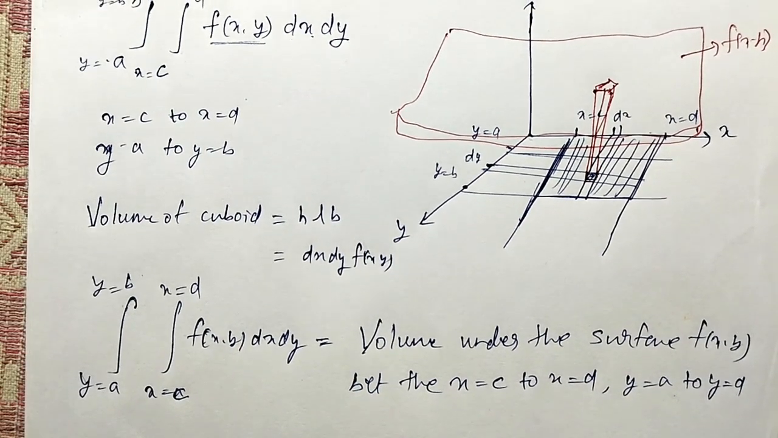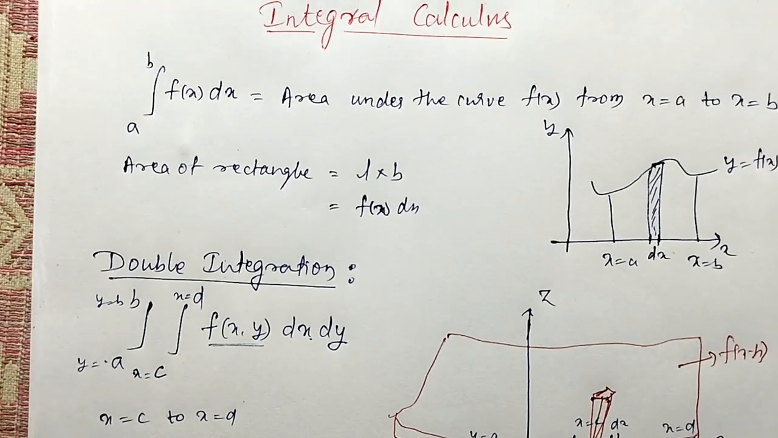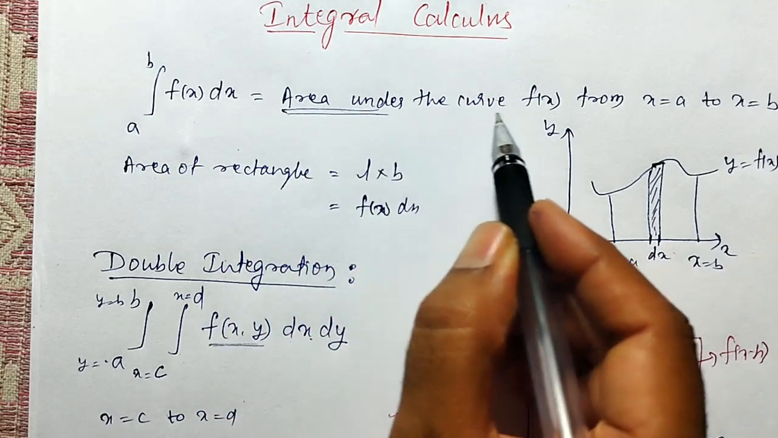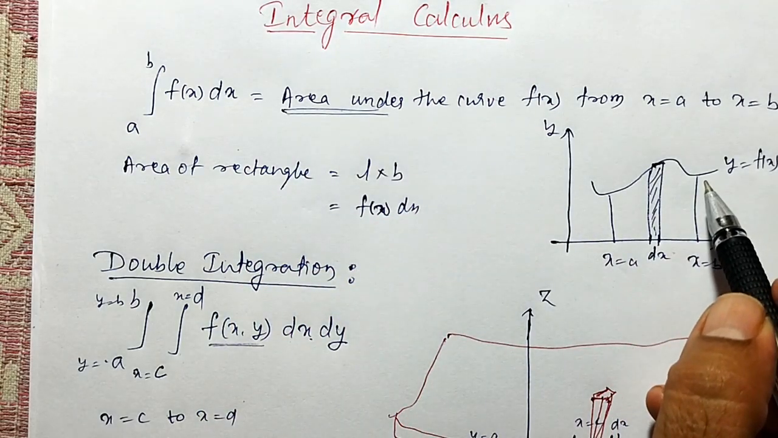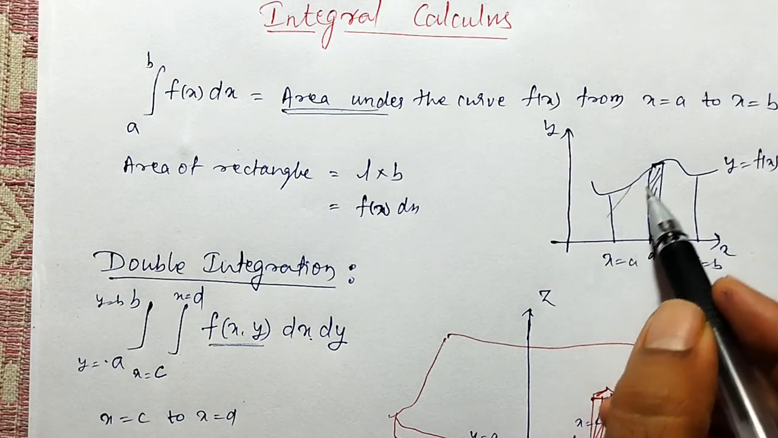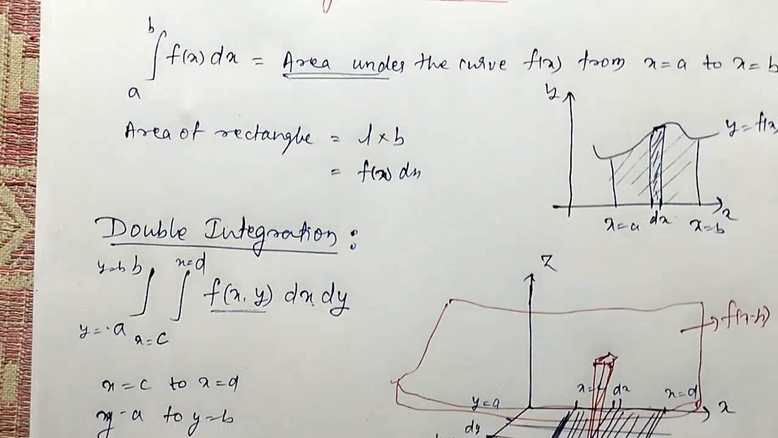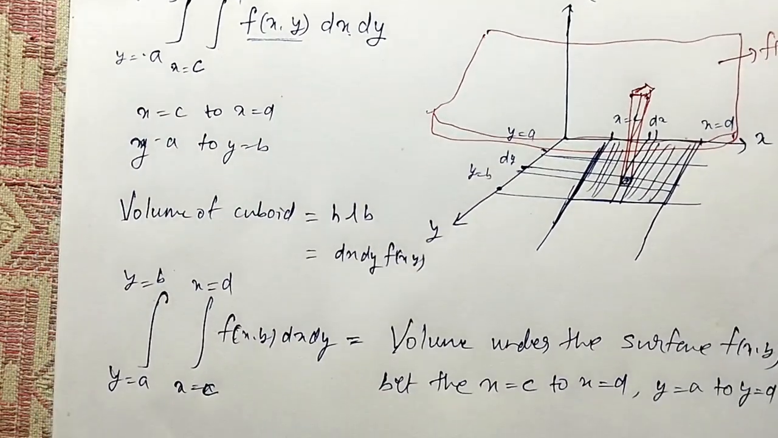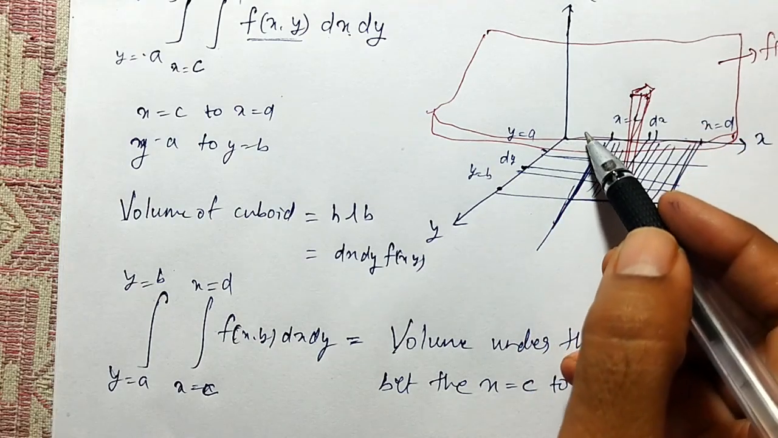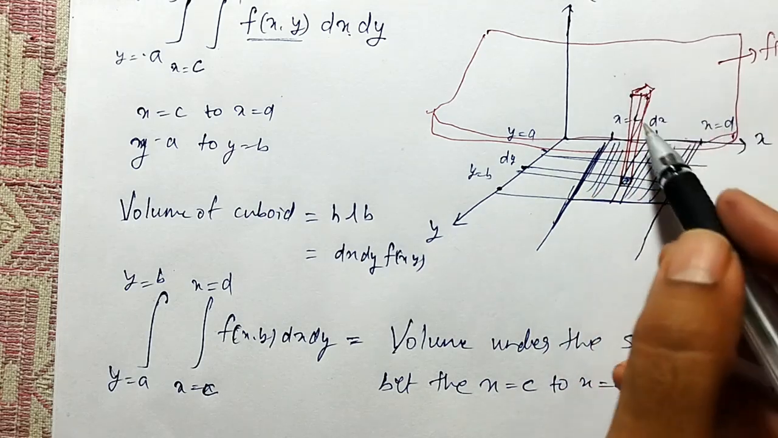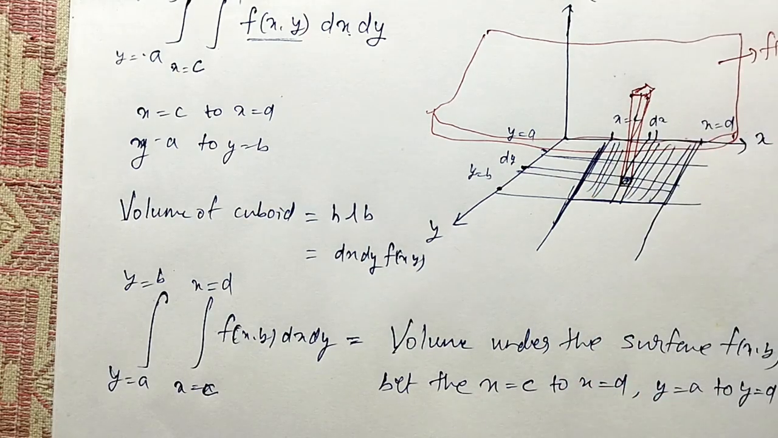Therefore, here is the difference between single integration and double integration. Single integration is nothing but the area under the curve f of xy, between x equal to a and x equal to b. Like that, what is double integration giving you? Correct, the volume under the surface. This is my surface, the f of xy surface, between x equal to c to x equal to d and y equal to a to y equal to b.